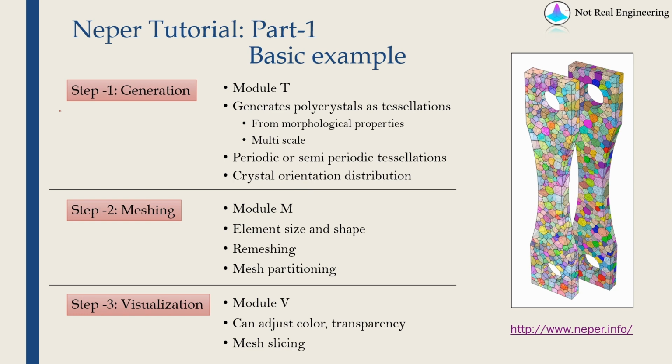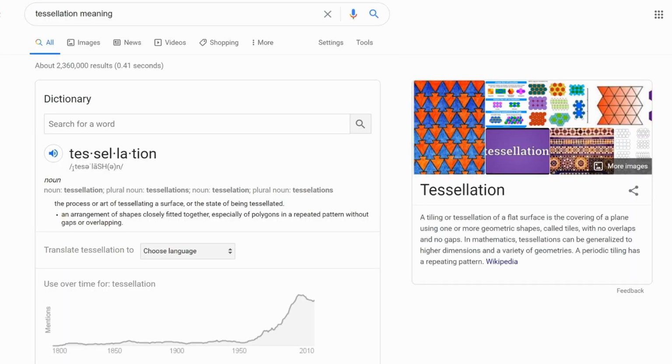Now Neper is divided into three modules. To generate a microstructure with mesh, which looks like something over here, you need to follow three steps. Step 1 is generation of microstructure. In Neper, that is called module T. T stands for tessellations. The meaning of the word tessellation is an arrangement of shapes closely fitted together in a repeated pattern without gap or overlapping. So that's what we want. We don't want any gap between any two grains, and we don't want any grains to be overlapped as well.